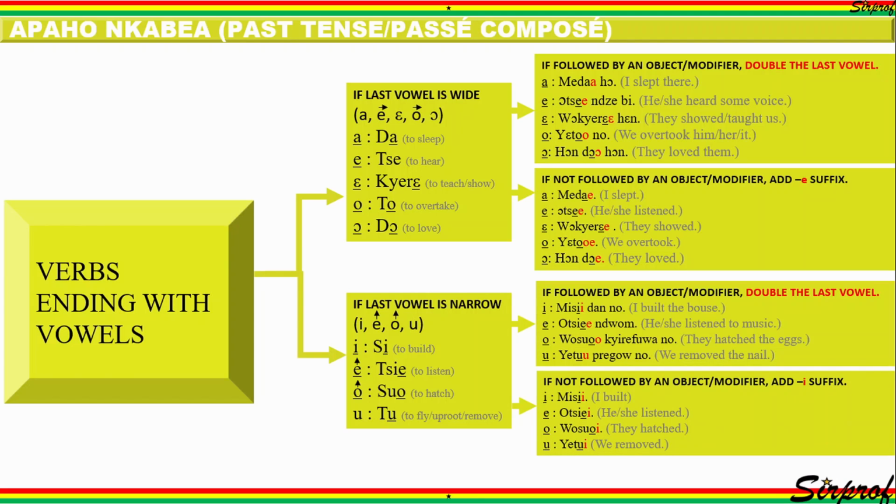However, if the verb is not followed by an object or a modifier, we add an E suffix. Me see. Otie. Osoi. Yεtooe.